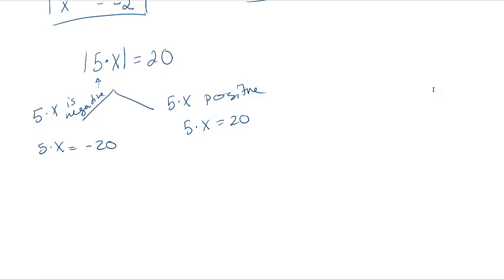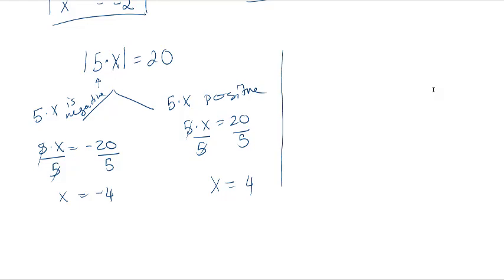Now in both cases, we can use the division property. I'm going to do them in parallel here, so we can divide by 5. And we get, in this first case, x equals negative 4. And in this case, x equals 4. Okay, so that is the solution. But that is really a little bit too simple.